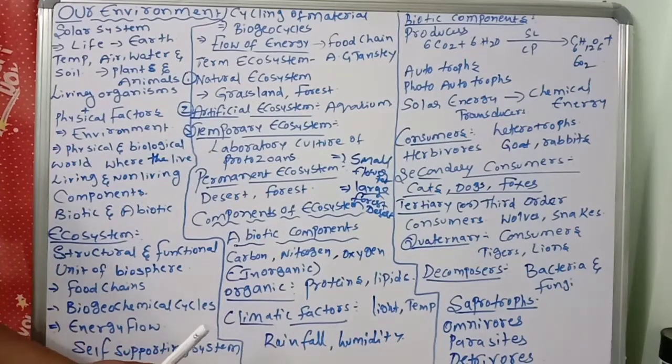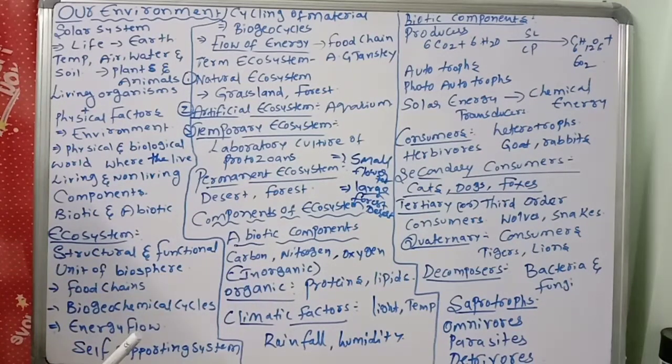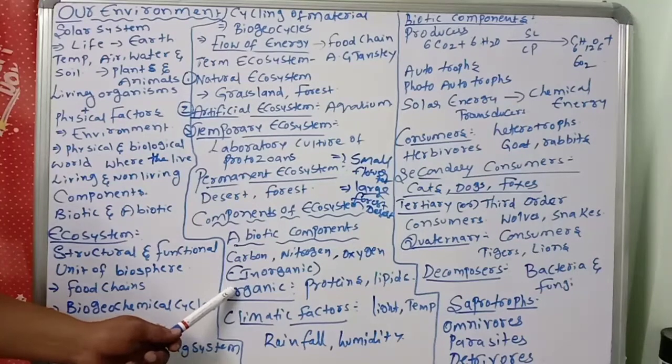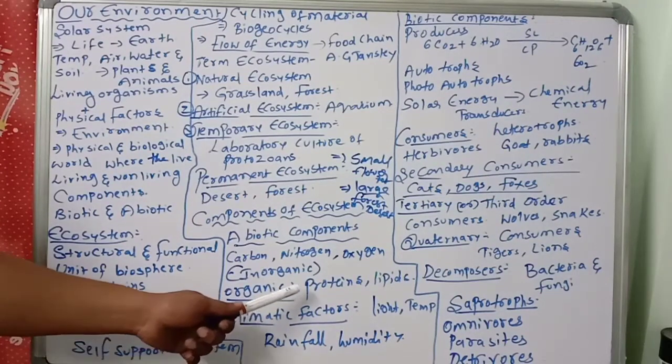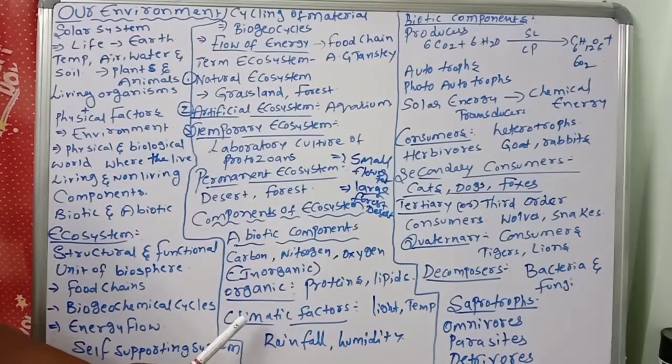Inorganic substances: carbon, nitrogen, oxygen, calcium, phosphorus and their compounds, water, carbon dioxide. They occur as compounds dissolved in water and soil, and in the free state in the air. Come to the organic compounds. These include carbohydrates, proteins, lipids, nucleic acids. They are present in living organisms and also in dead bodies as dead organic matter. Bacteria and fungi mainly act on these organic materials.